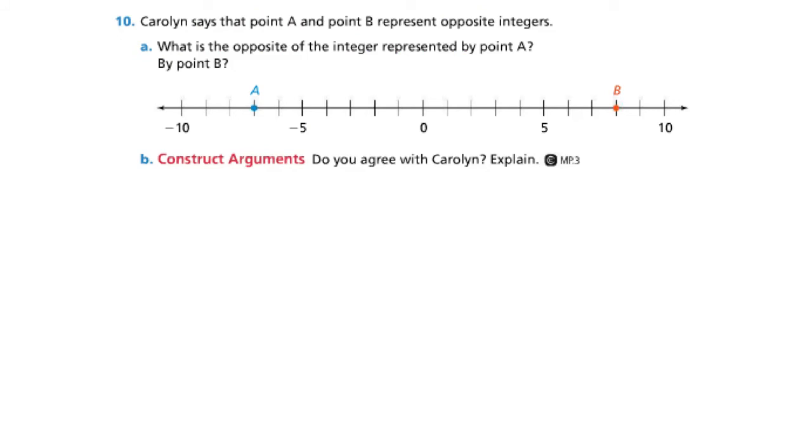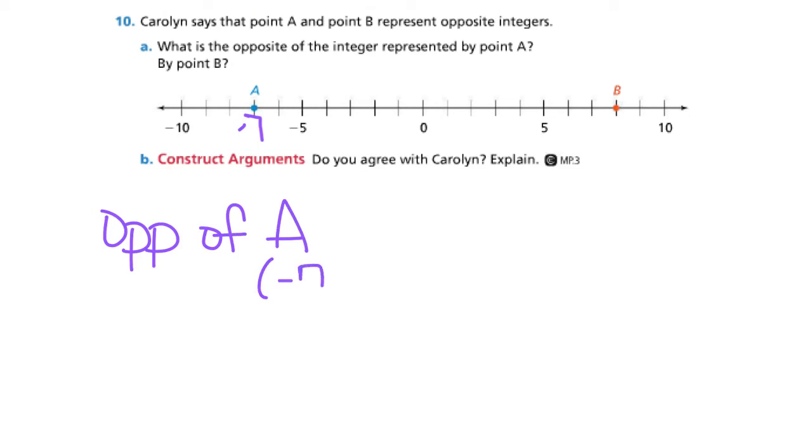Number 10, Carolyn says that point A and point B represent opposite integers. What is the opposite of the integer represented by point A? If I go on the number line and look at point A, I can see that it is located at -7. So the opposite of A, which is -7, is +7.